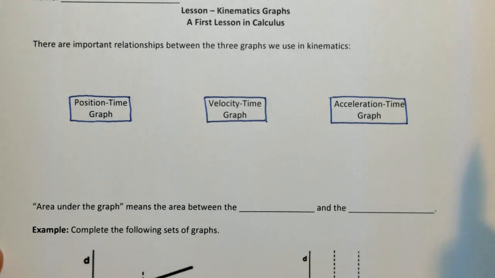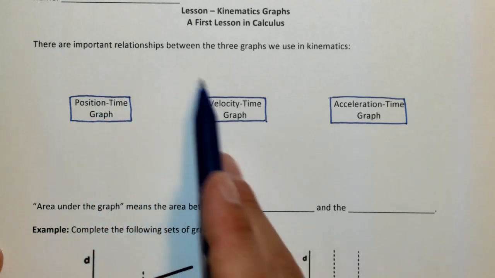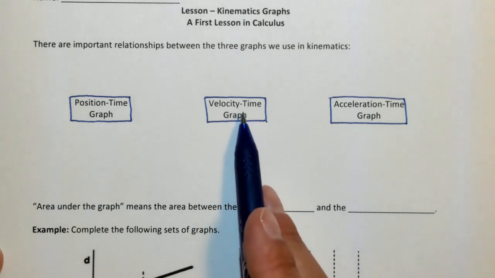We also talked about units. Position is measured in meters. Velocity is in meters per second. Acceleration is in meters per second per second.